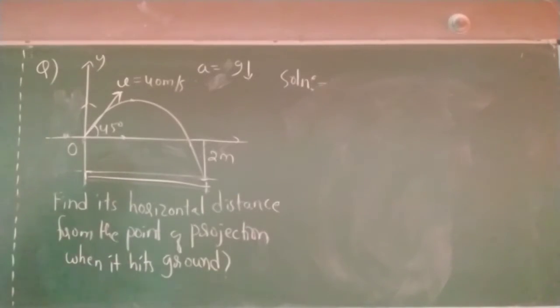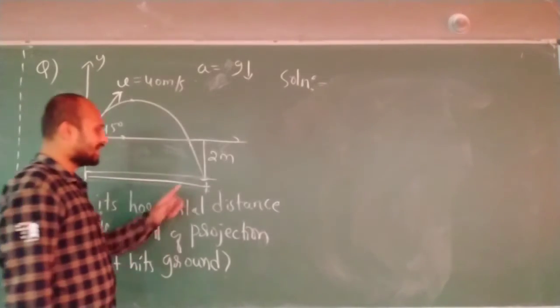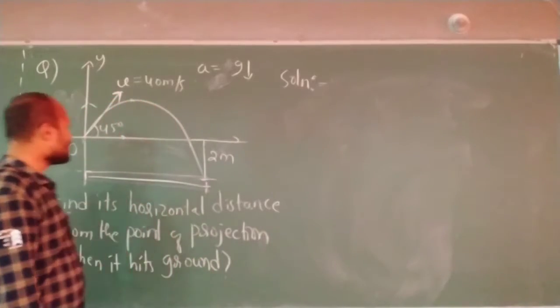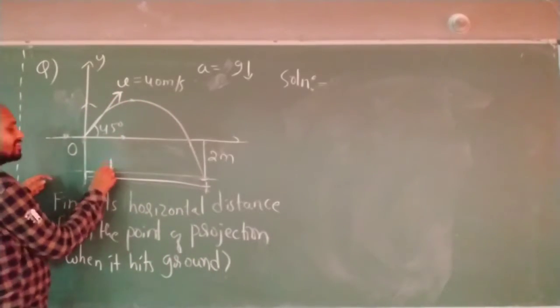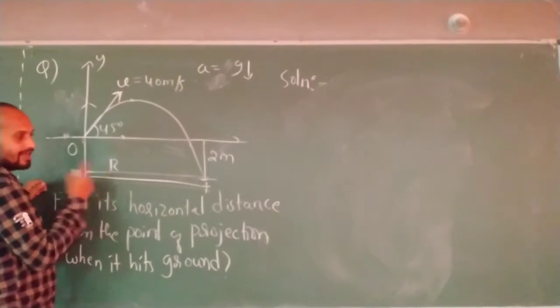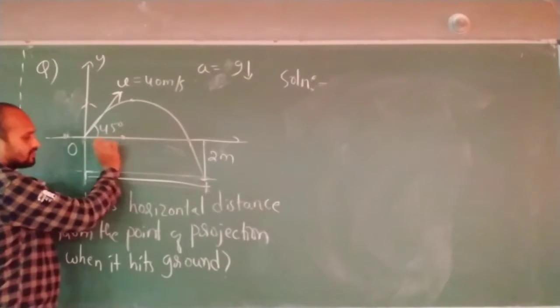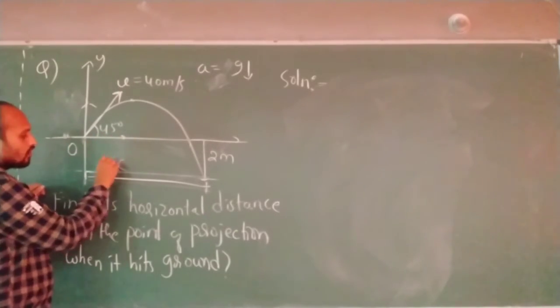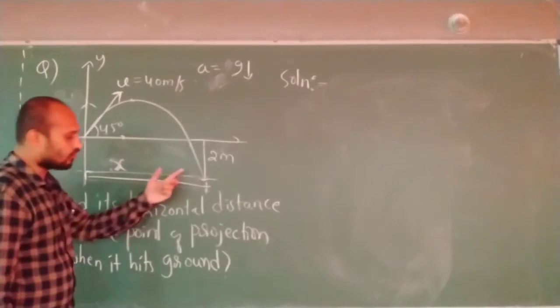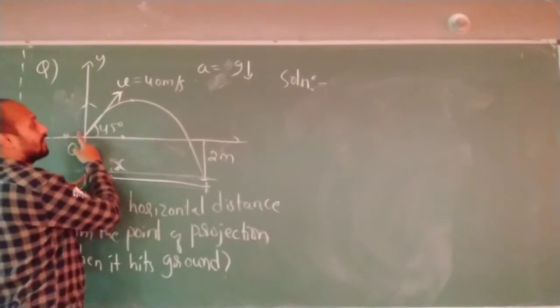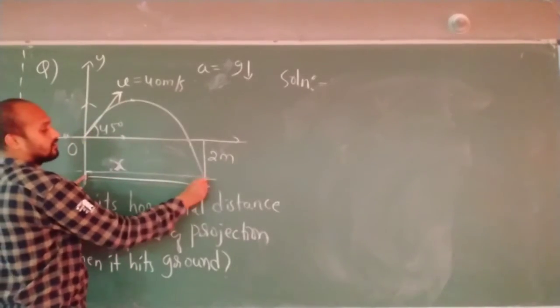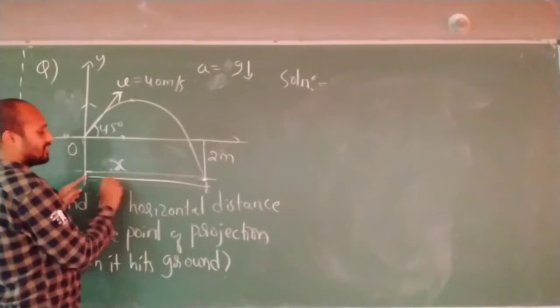hits the ground. Correct, no? When it hits the ground, you have to find this r. Let us take r, or let us take x. I need to find the value of x travelled by this particle along this. This is the point, x distance it has travelled.